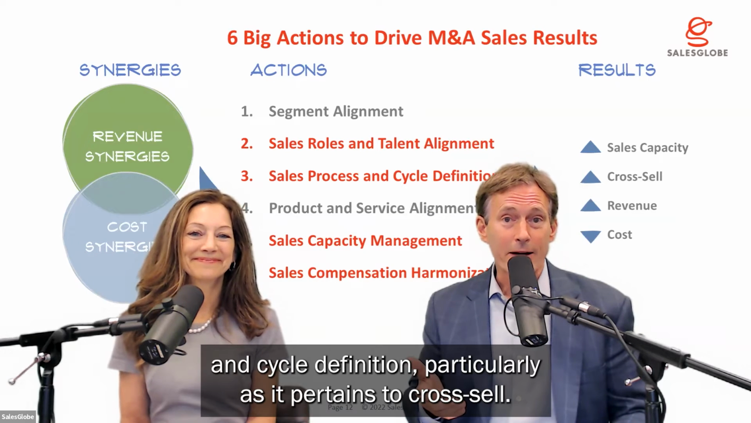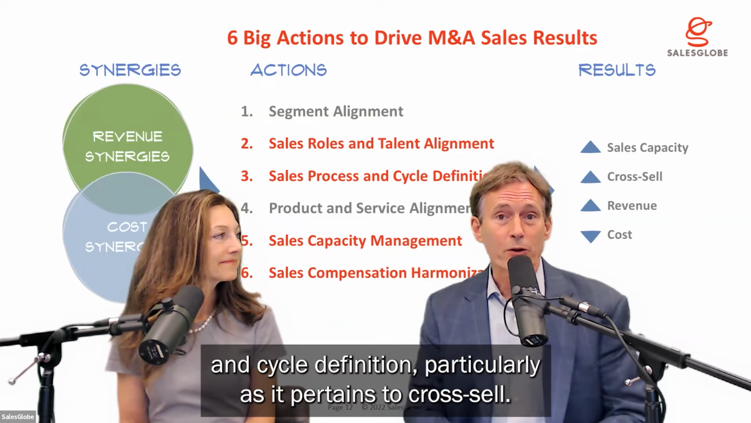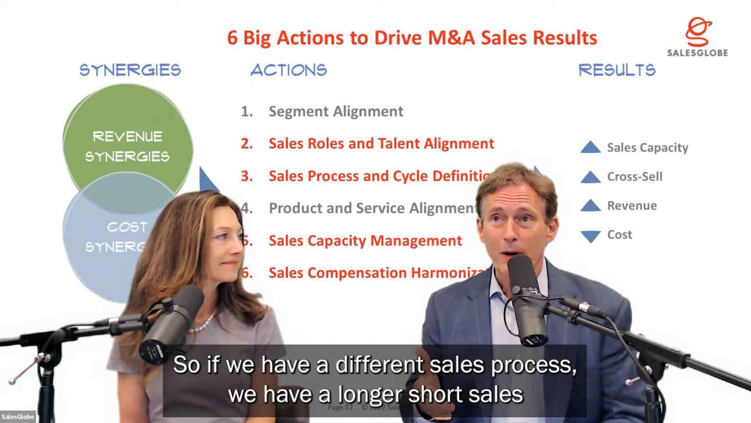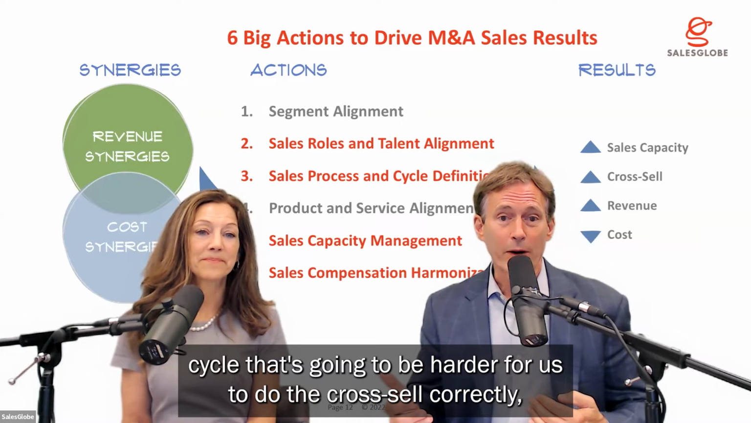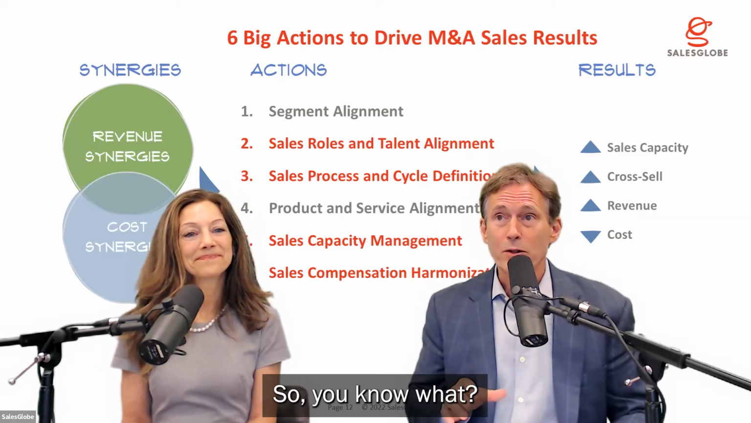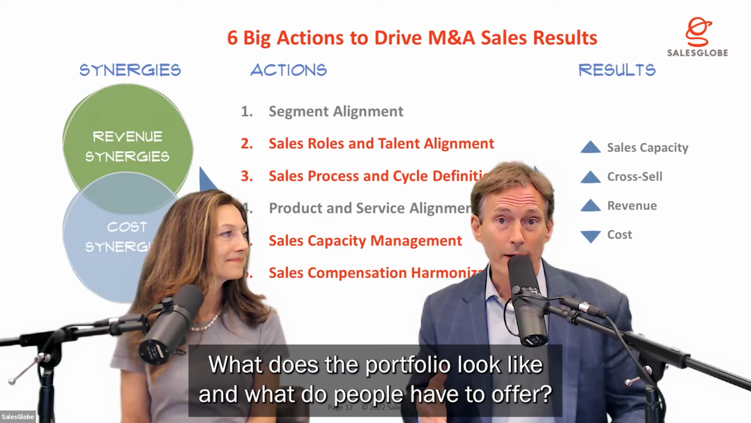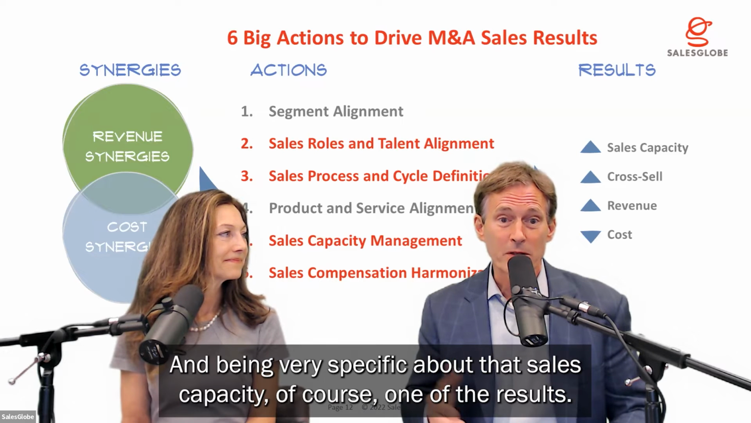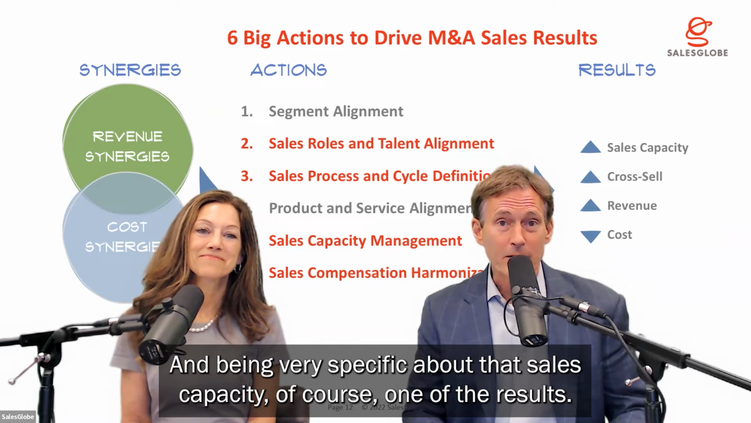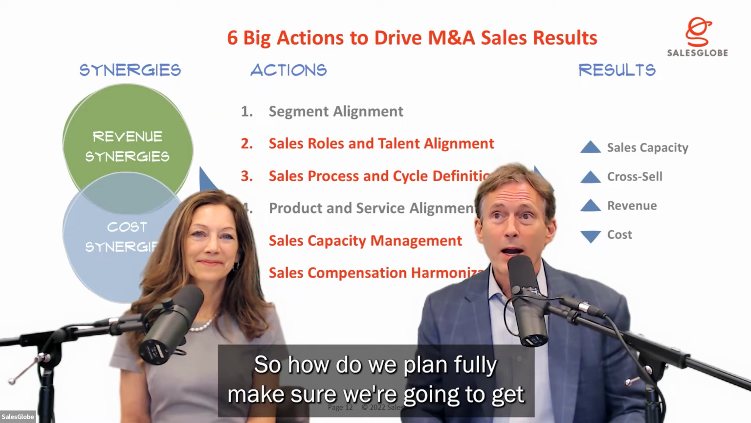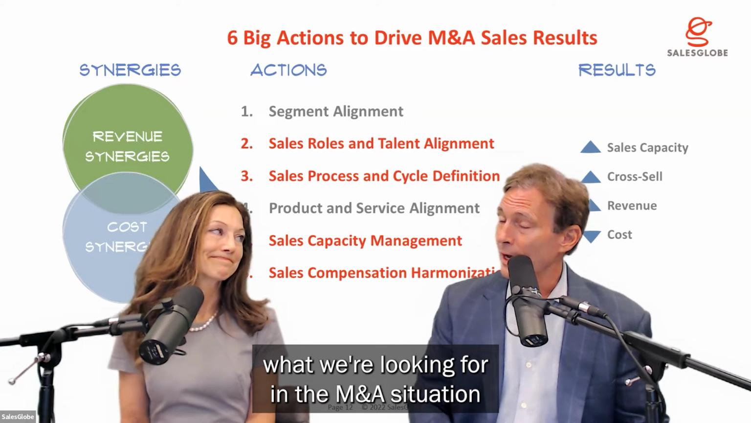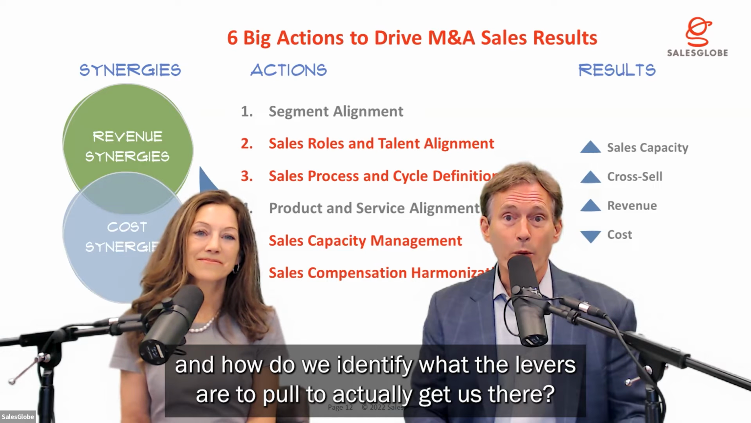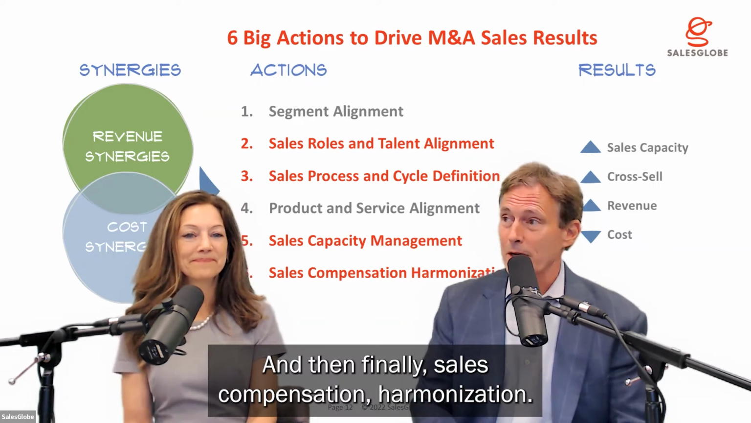Sales process and cycle definition, particularly as it pertains to cross-sell. So if we have a different sales process, a long or short sales cycle, that's going to be harder for us to do the cross-sell correctly. Product and service alignment. So what does the portfolio look like and what do people have to offer, and being very specific about that. Sales capacity, of course, one of the results. So how do we planfully make sure we're going to get what we're looking for in the M&A situation, and how do we identify what the levers are to pull to actually get us there? And then finally, sales compensation harmonization.